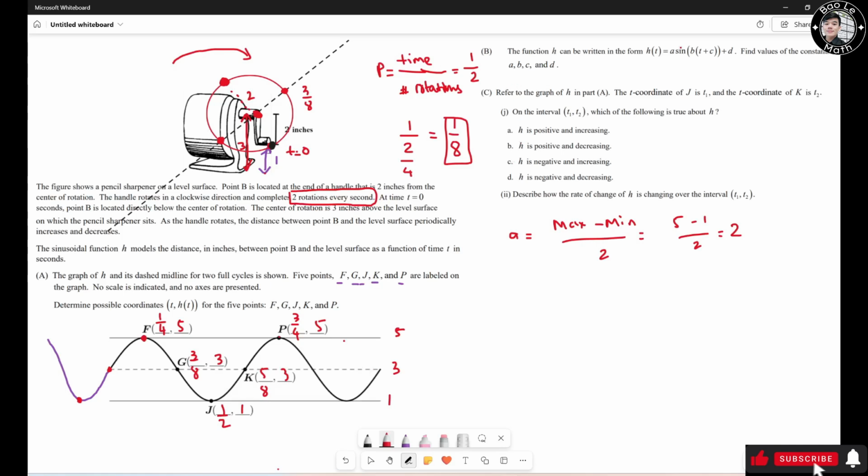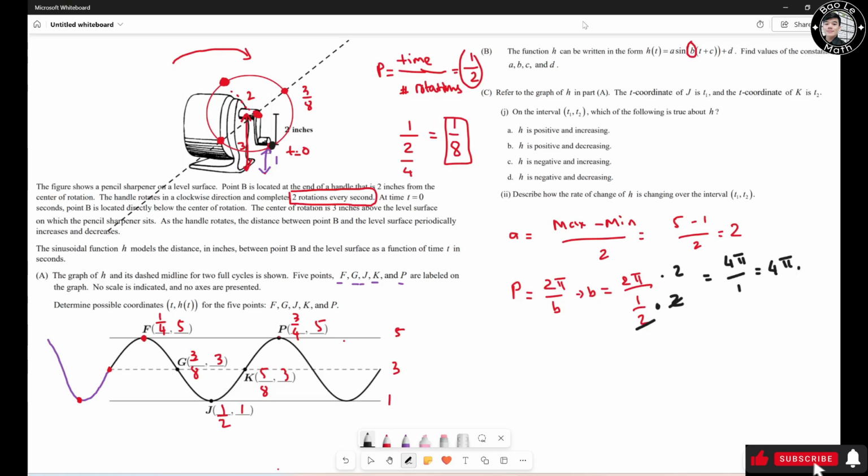Now, in order to solve for b, we need to find the period. So the period is 1/2 right here. We have the period equals 2 pi over b. So then b equals 2 pi divided by the period, which means 1/2. So I multiply the top and bottom by 2. So 2 pi times 2 equals 4 pi. The bottom cancels out, I have 1, which is 4 pi. So b equals 4 pi.